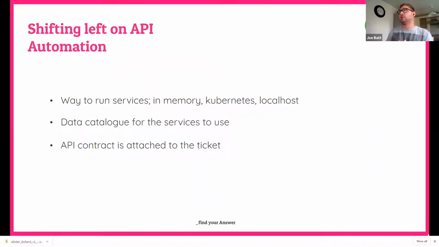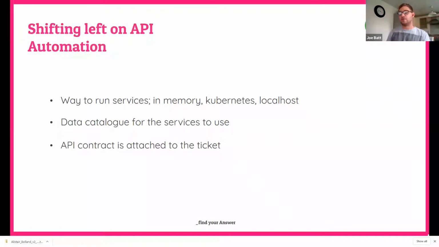We're very, very conscious that when we're developing services and components, we're doing it with testability in mind, so we can spin them up in silo. We also create a data catalog for the services to use when they are in test mode, so they can expose the data to the clients. We also ask developers to add the API contract onto the ticket before the development work has started. That should be phase one, really.